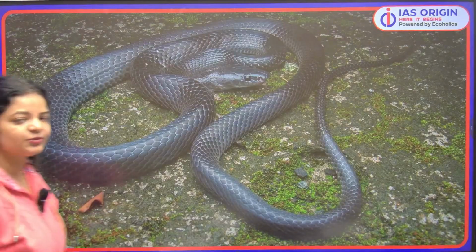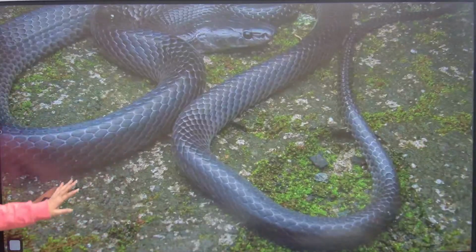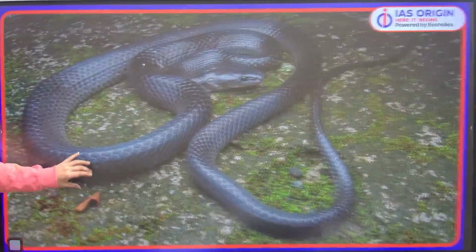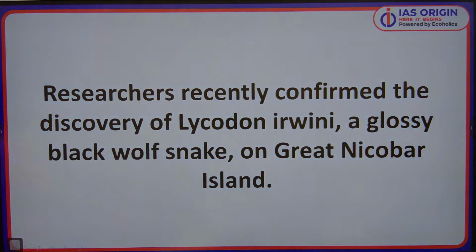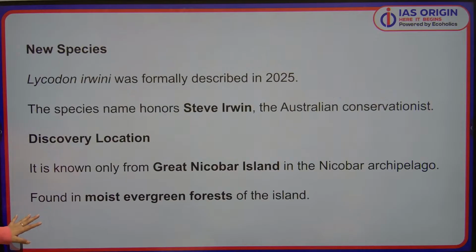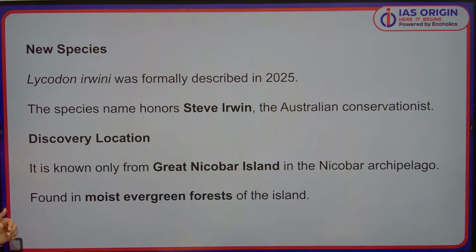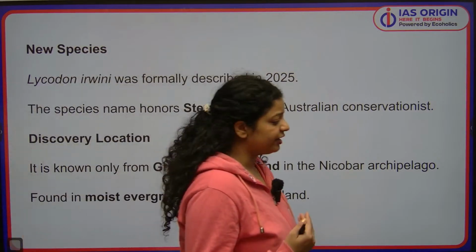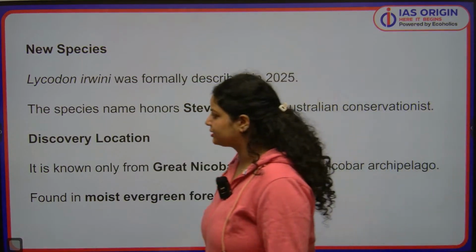Now this is the species of snake which has been recently found in Nicobar. So what is the article? You can see the white thing over here. Researchers recently confirmed the discovery of Lycodon irvini, a glossy black wolf snake on Great Nicobar Island. It has been recently discovered, and it is known as Lycodon irvini because it has been named after one of the Australian scientists.